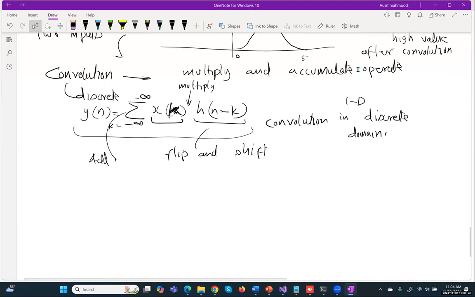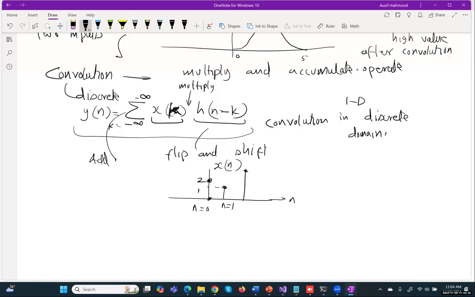It's really very easy. Okay, suppose I gave you x of n. Now, this is discrete. That means it's not a continuous signal. At n equal to 0, for example, the value may be 2. At n equal to, let's say, 1, the value may be 1. At n equal to, let's say, 2, the value is 4. Okay, so this is an example of a discrete signal. Suppose that's x of n, right?